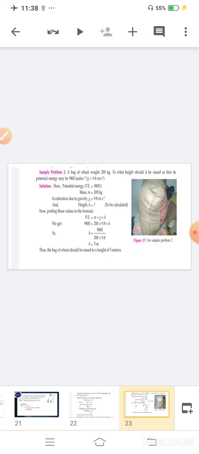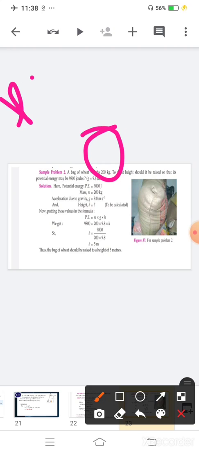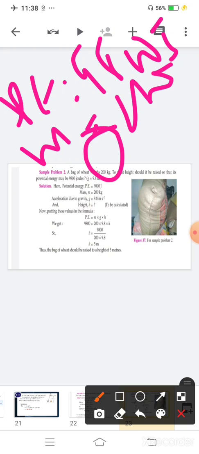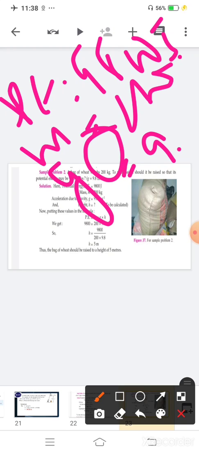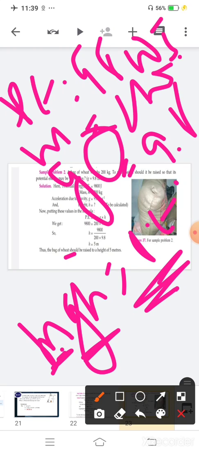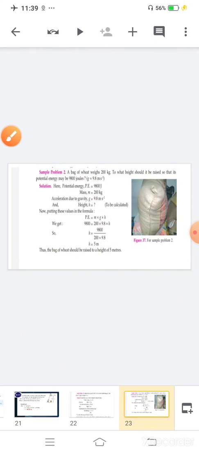The last one: a bag of wheat weighs 200 kg, raised to some height, and you have to find h. PE is given to you, 9800 joule, m is given to you, 200 kg, g is given to you, 9.8. So it is mgh. Just put the values and get the answer. So h will be 5 meter. Clear? So with this, the kinetic energy and potential energy topic is finished.